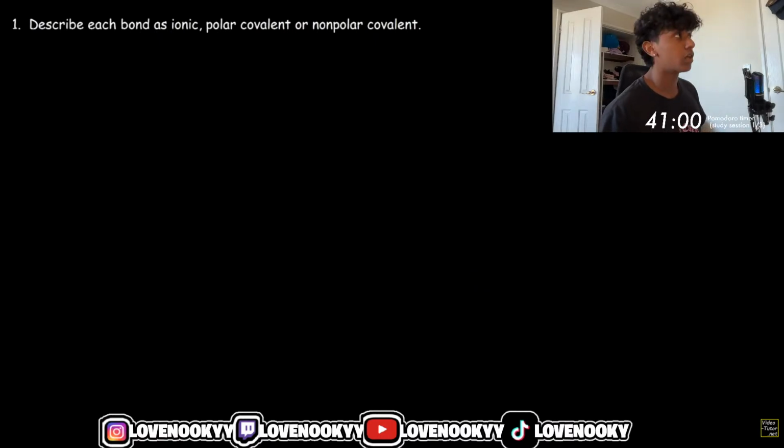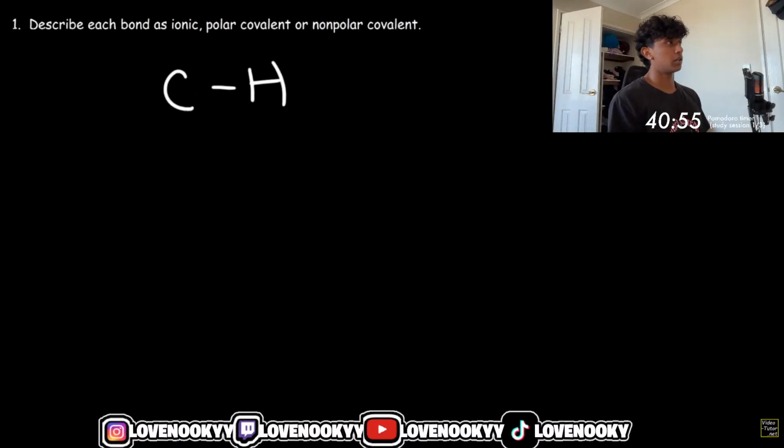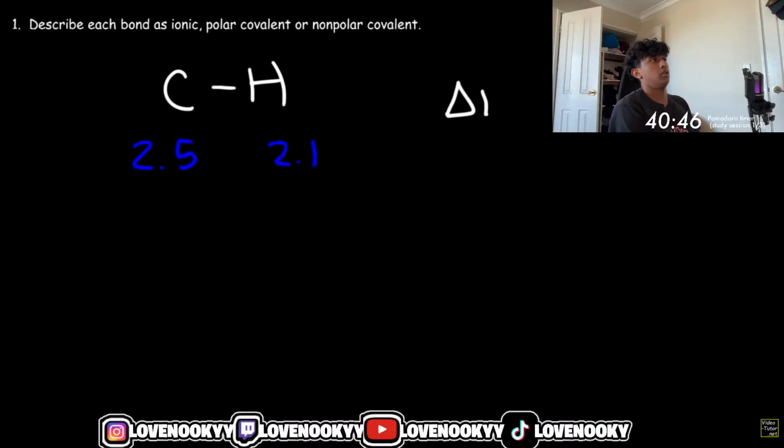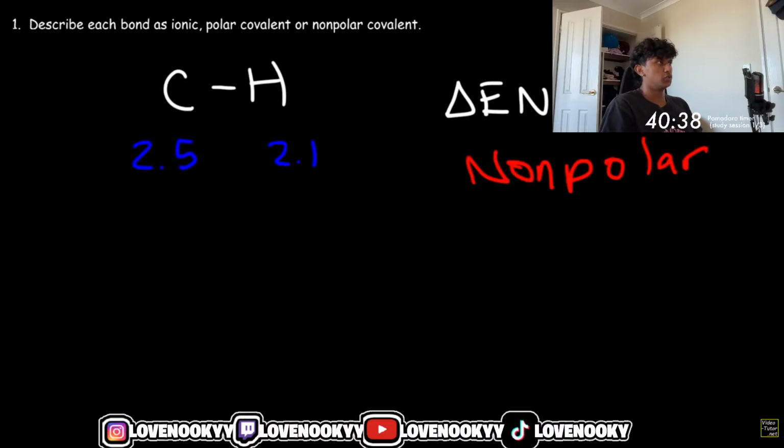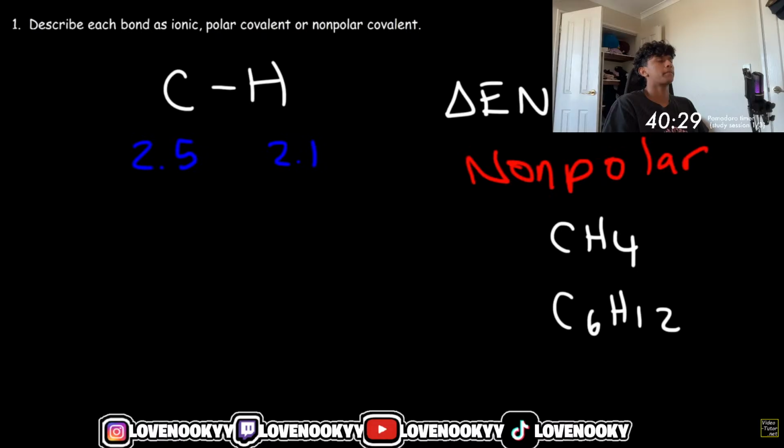Now let's go through some more examples. So what about the carbon-hydrogen bond? Would you describe it as ionic, polar covalent, or non-polar covalent? Non-polar. Now carbon has an electronegativity value of 2.5, and for hydrogen it's 2.1. So the electronegativity difference is 0.4, which means that this bond is nonpolar. Whenever you see a molecule that contains only carbon and hydrogen bonds, it's a nonpolar molecule. For example, methane is nonpolar, it doesn't mix with water, or hexane, C6H12, that's a nonpolar molecule. They don't dissolve in polar substances like water or like alcohol.